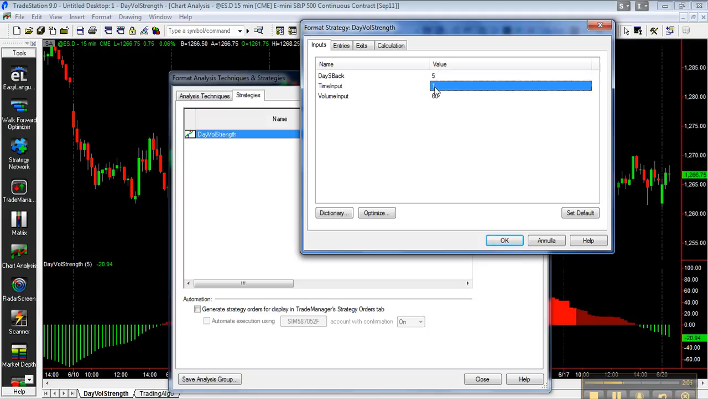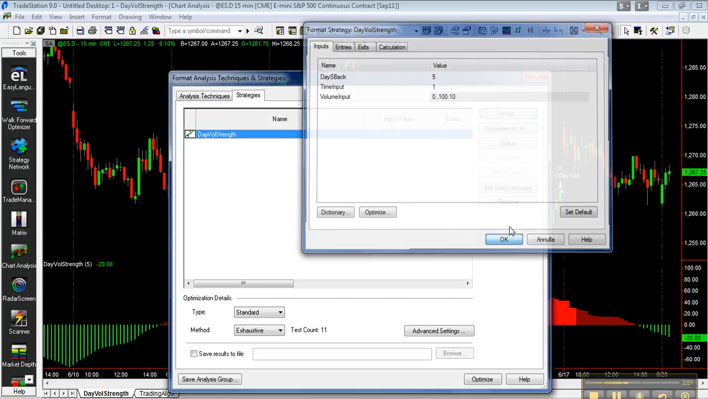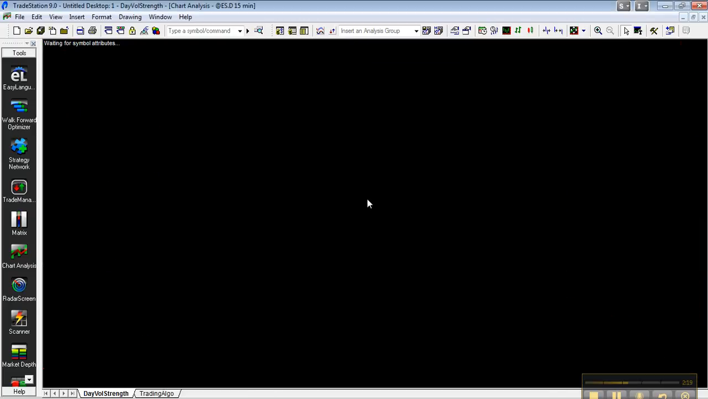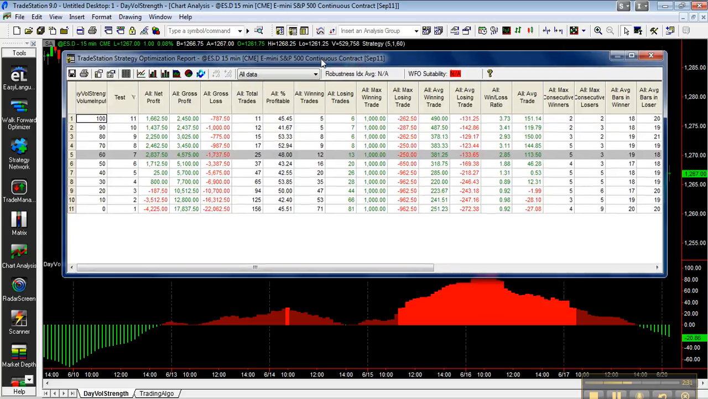Time input means the strategy has to enter 1 hour after the opening, or 2 hours, or 3 hours, and so on, and just test the input from 0 to 100. That means that the strategy will enter only if volumes are higher than the percentage input we set. Let's have a look at the performance results here.